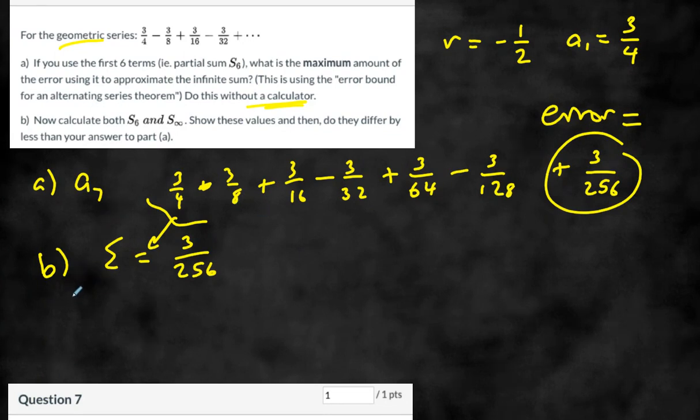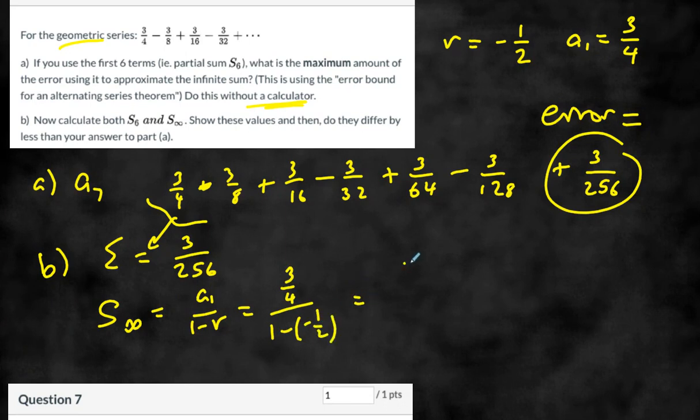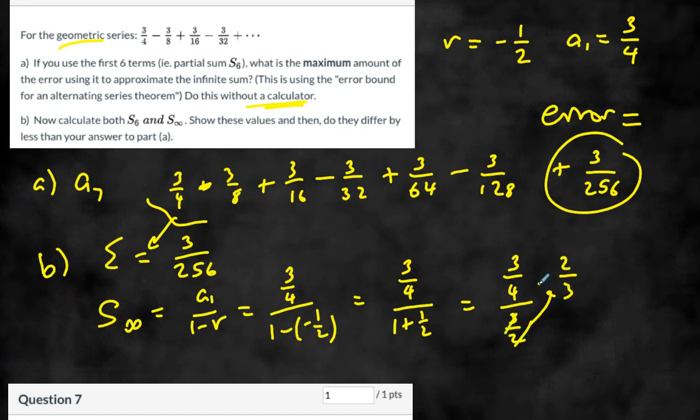Next up is the rest of part B. What's the infinite sum? Well, the infinite sum is the first term over 1 minus r. That's our geometric series formula. In this case, that's 3/4 over 1 minus the negative half. So we're looking at 3/4 over 1 plus 1/2. So that's 3/4 over 3/2. Bring this up, it becomes 2/3. And when we multiply through, we get 2/4 or 1/2. So the sum is actually 1/2.